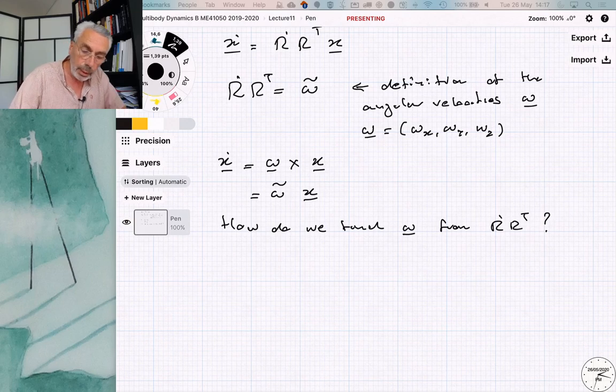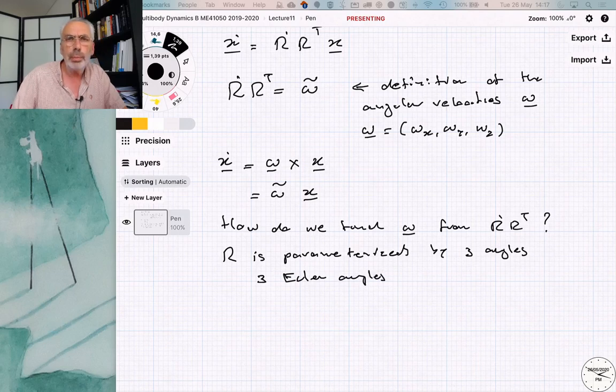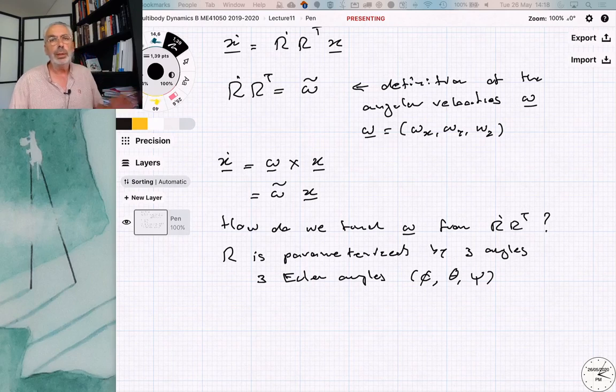Now remember that R is parameterized by three angles. Usually three Euler angles, and you can give any name to them, but we tend to have a certain, like phi, theta, psi or something like that. Yeah, I choose here phi, theta, psi. In literature you will see that there's a whole bunch of Greek names they use, and then sometimes they change the order, and it's super confusing.